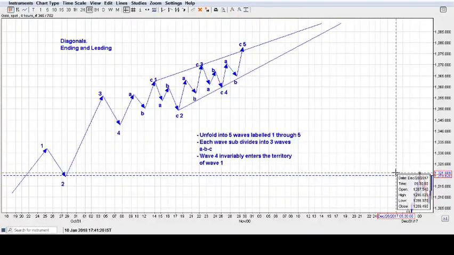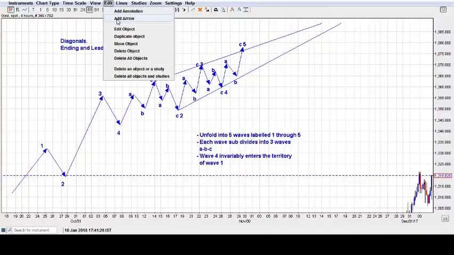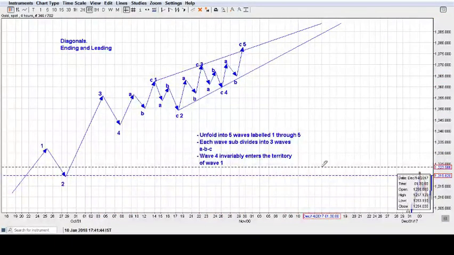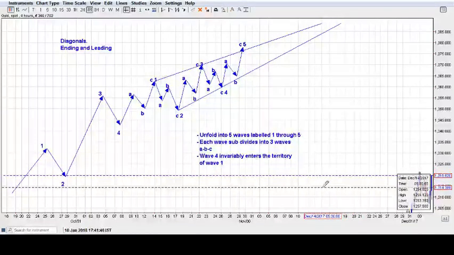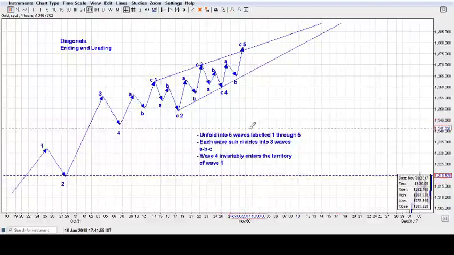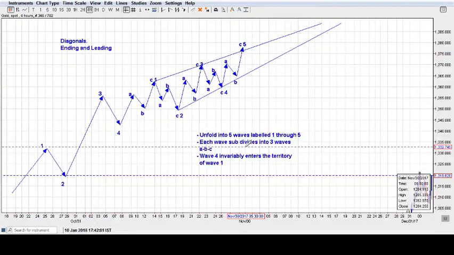The only difference between an ending diagonal and a leading diagonal is the number 2. Point number 1 is the same, unfolding into 5 waves labeled 1 through 5. Point number 2 differs. The location also differs. That's the starting point of a particular trend or a counter trend, while this one is the ending point. Everything else is the same. Point number 3 is also the same. The only difference between a leading and an ending is the subdivisions.